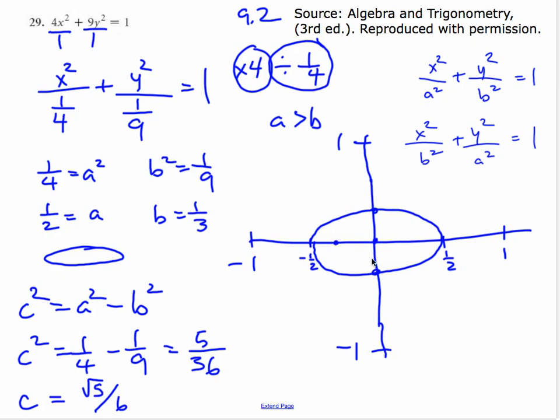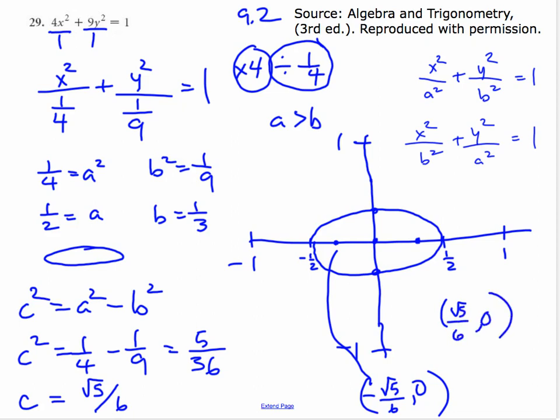I guess what you could say for that focus point is that it would be at negative root 5 over 6 and 0. And then the other focus point over here, you'd have to go positive root 5 over 6 and 0. That'd be the other focus point. You could figure out what the decimal is too. Anyway, hopefully that helps with that question. It's just that little trick there to say that multiplying by 4 over 1 is the same thing as dividing by a quarter.